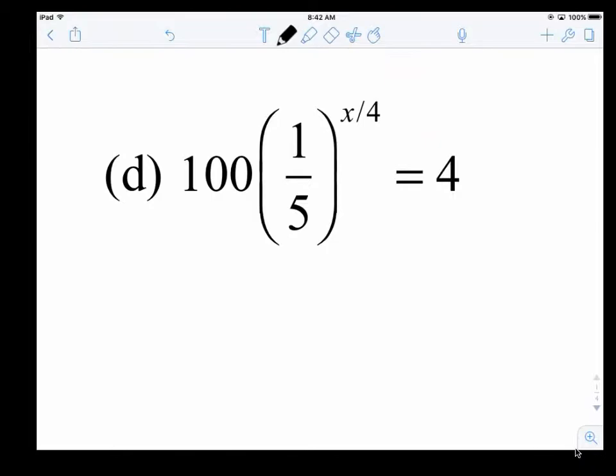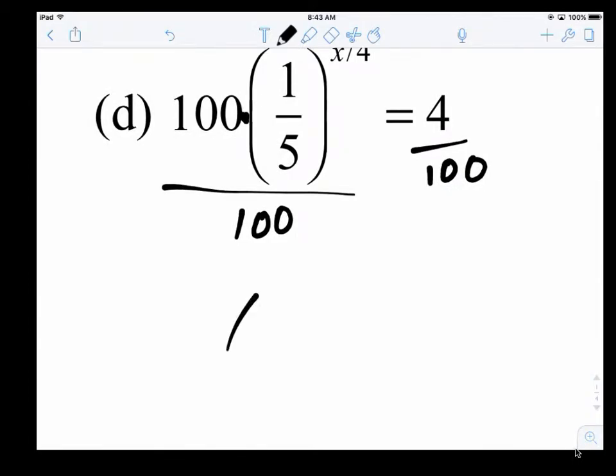Could I? What's the 100 and the 1 fifth to the x over 4? What are they doing with each other? Multiplying, right? So if I wanted to get rid of the 100, what could I do? Divide, right? So if I divide both sides by 100, that's going to give me 1 over 5 to the x over 4 is equal to 4 over 100.